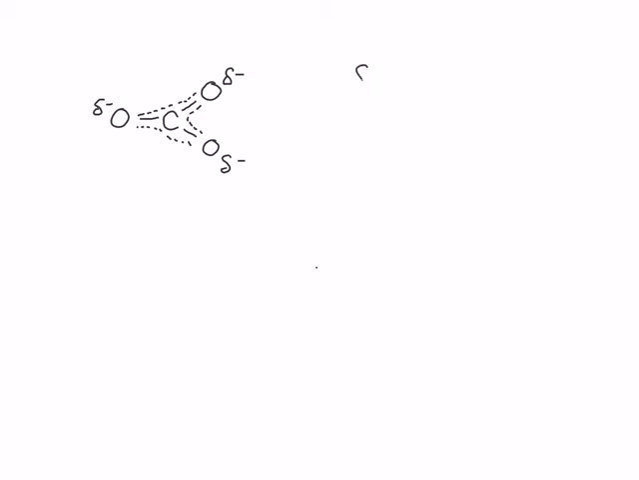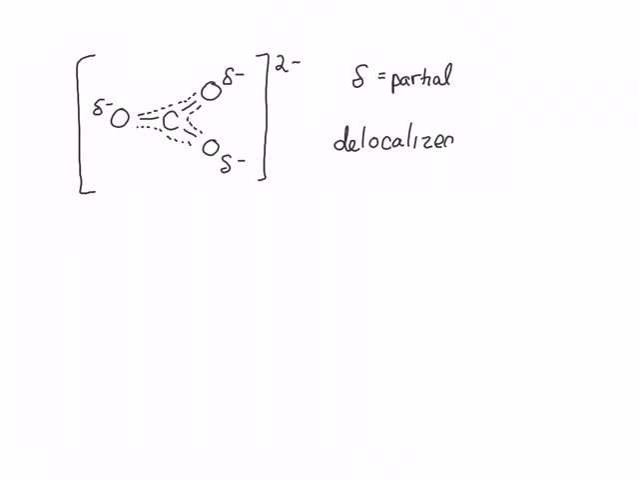This little delta means partial. So each of those oxygens has a partial negative charge. And of course the overall structure has a charge of -2. Another way to say this is that the charge is delocalized across the 3 oxygens. And this is important because resonance is often something that stabilizes a molecular ion, and it does so by delocalizing charge, by spreading the charge out over multiple atoms so that it's happier, that it's more stable.